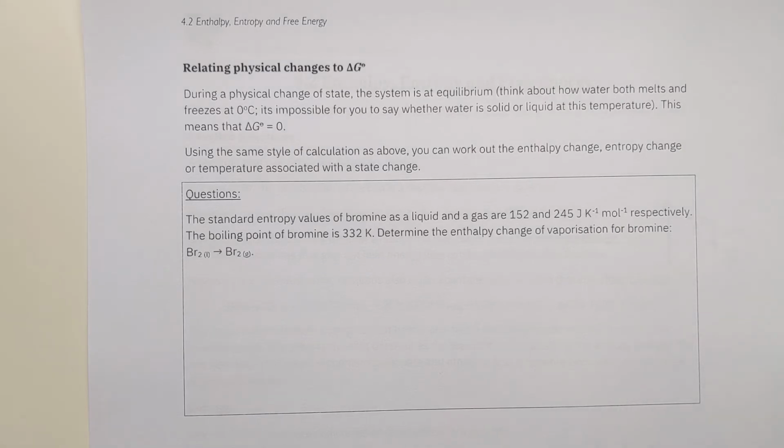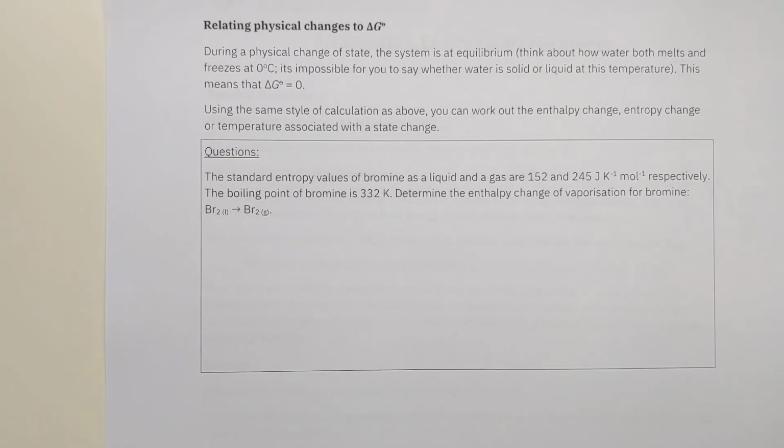Because it's at equilibrium, we generally would associate that with being delta G equals 0, because it's at that tipping point between two sides of a physical change. So if you take into account that during a physical change, at the melting point or boiling point, your delta G equals 0, it's possible for you to work out enthalpy changes or entropy changes associated with state changes. You might not follow that fully, but it'll be easier looking at this example here.